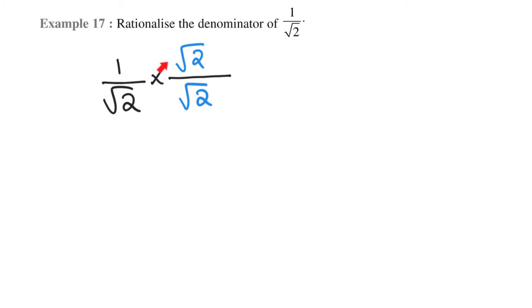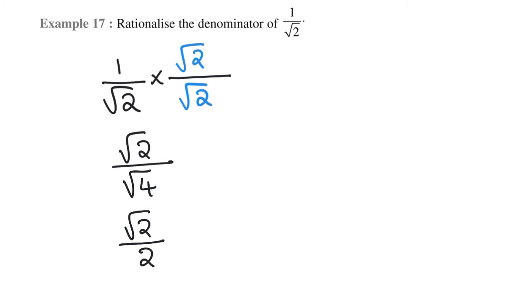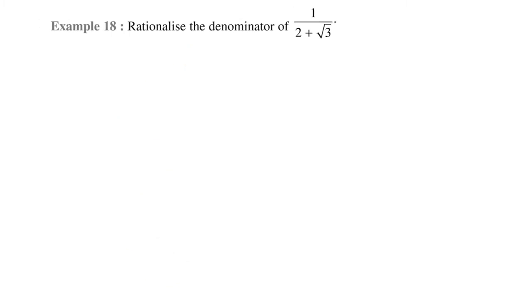1 times square root 2 is square root 2, divided by square root 2 times square root 2 is what? Square root 4, which is 2. Have I rationalized the denominator now? That's my answer. So if you want to rationalize the denominator, you need to multiply with the square roots, in cases involving square roots. Let's look at further examples.